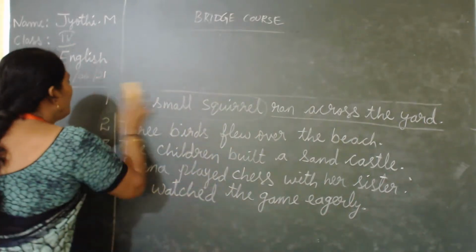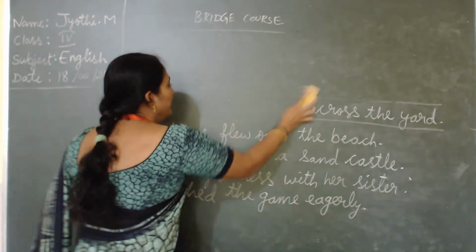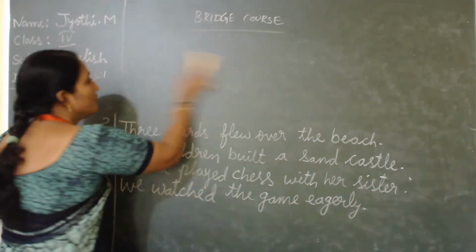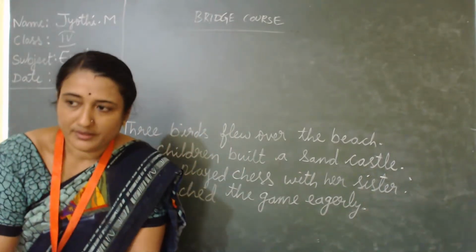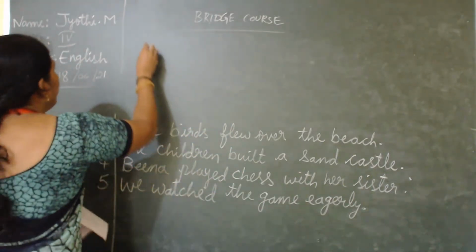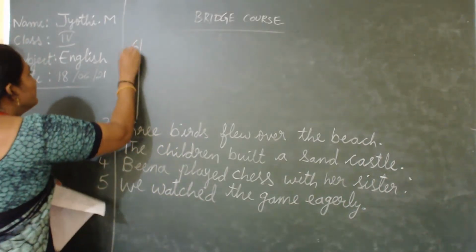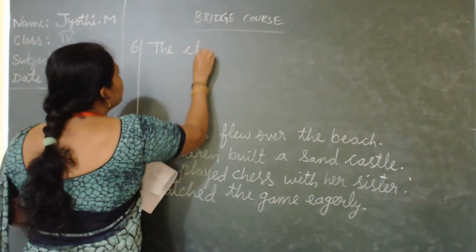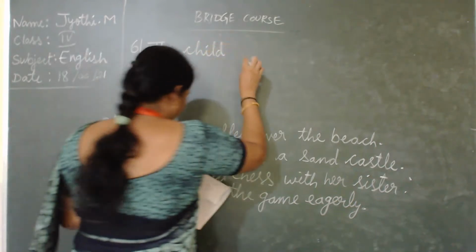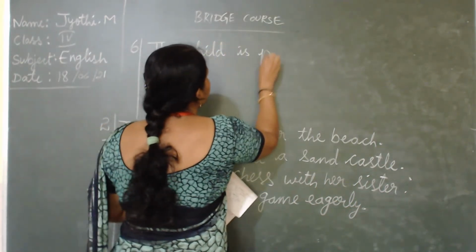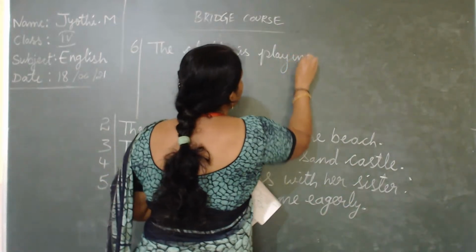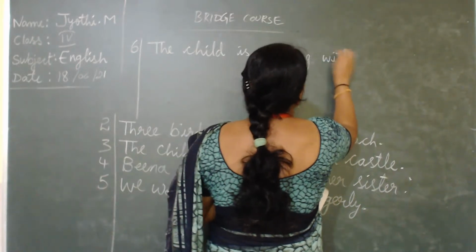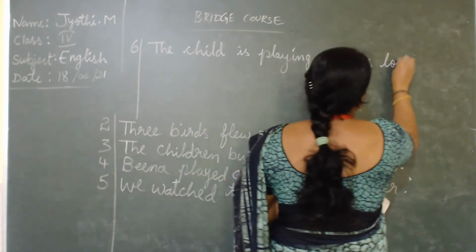This is what you have to do. You have to practice in your English rough notebook. Even the definitions also you have to practice. I have given the 5 questions. Now remaining 3 you take down. The child is playing with his toys.